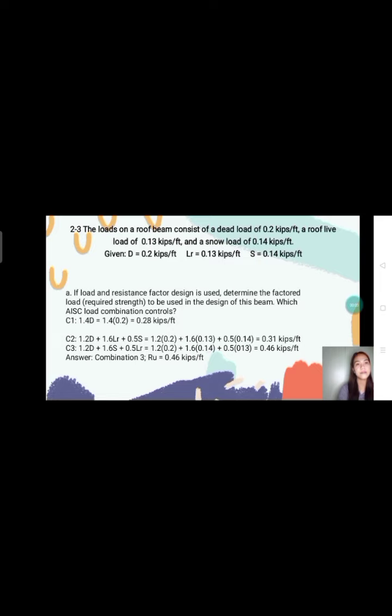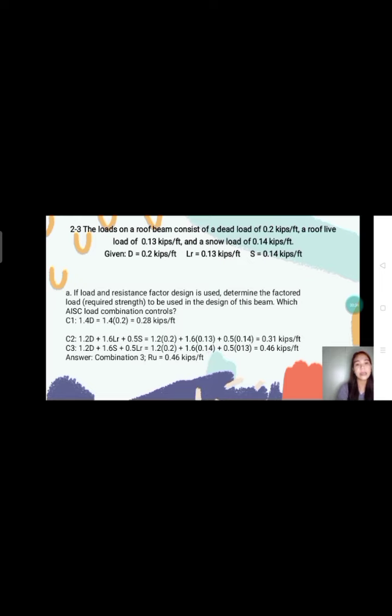Next problem. The loads on a roof beam consist of a dead load of 0.2 kips per feet, a roof live load of 0.13 kips per feet, and a snow load of 0.14 kips per feet. The given D is equal to 0.2, the LR is equal to 0.13, and the S is equal to 0.14. The question, letter A: if load and resistance factor design is used, determine the factored load or the required strength to be used in the design of this beam.